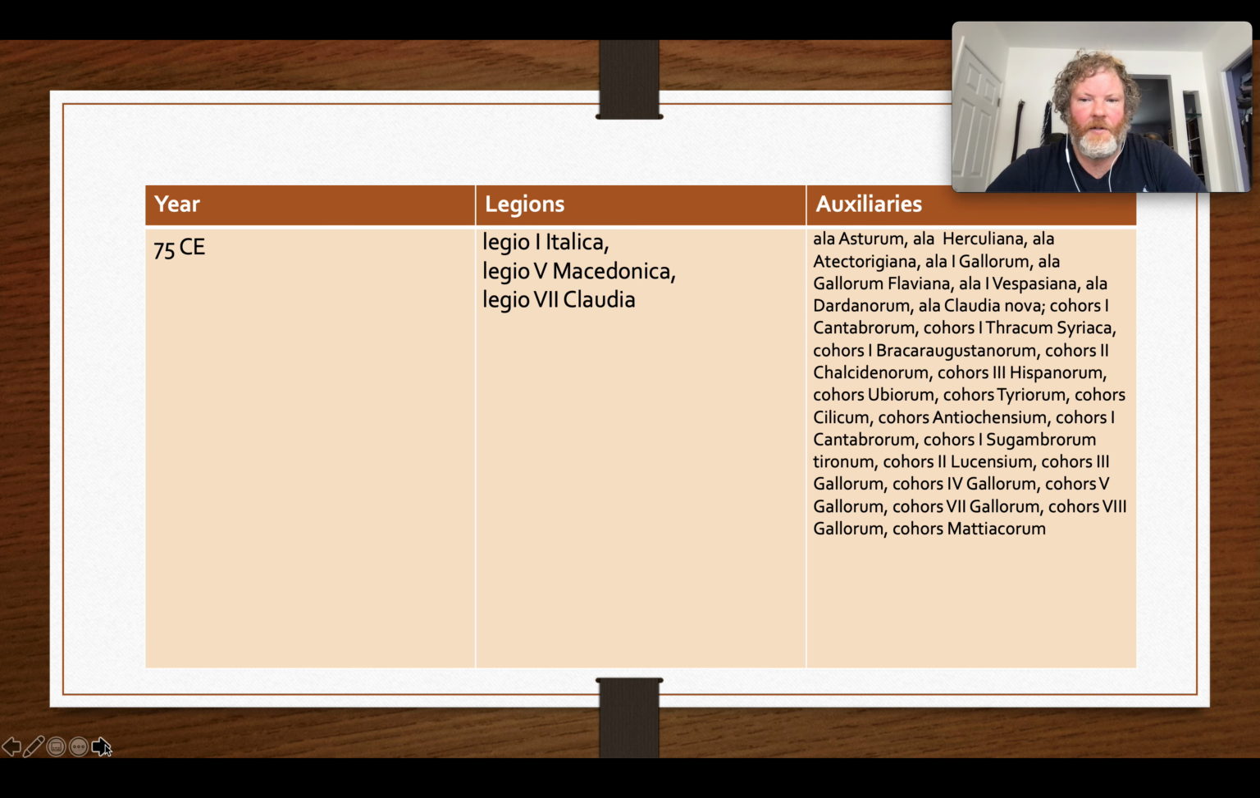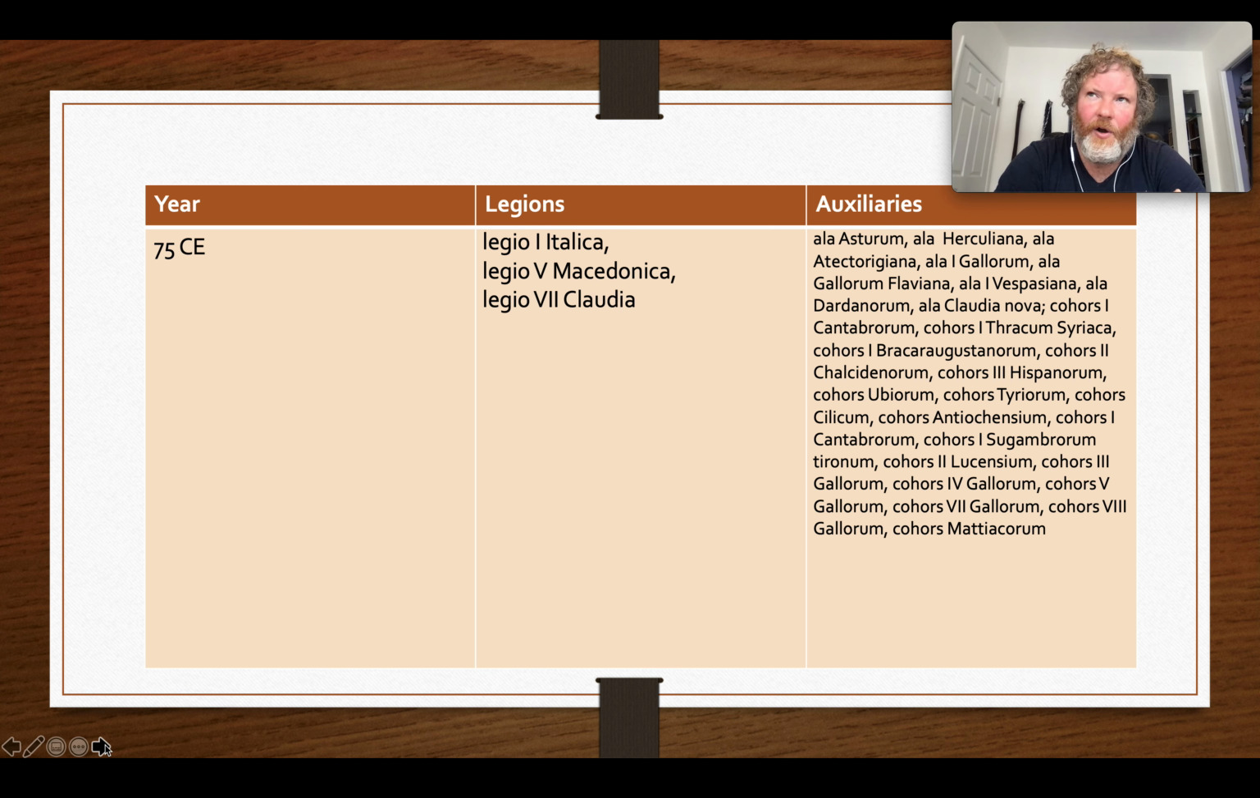Okay, so we can take all the known diplomas and then look at how the complement changed over time. So in the year 75 CE, and one of the issues with using these diplomas is we don't have them for every year. We have lots of them. They don't really start till the reign of Claudius, and they don't really pick up in detail till a little bit later. So there are some gaps.